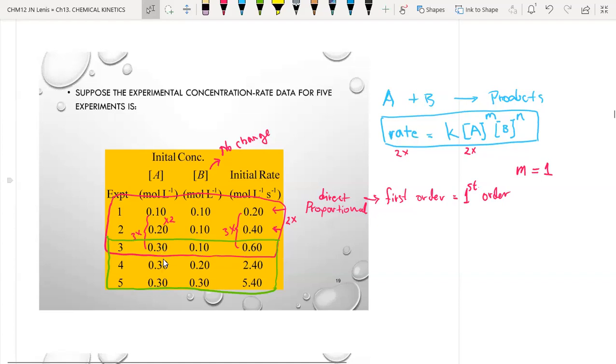Remember, we keep this constant. Now we are going to make changes on concentration of B. What kind of change are we making from here to there? What kind of change on this concentration? We double the concentration, so we multiply by 2 the concentration, 2 times.